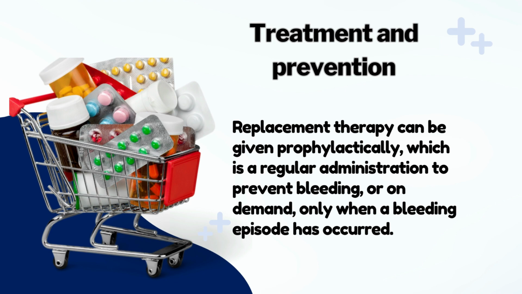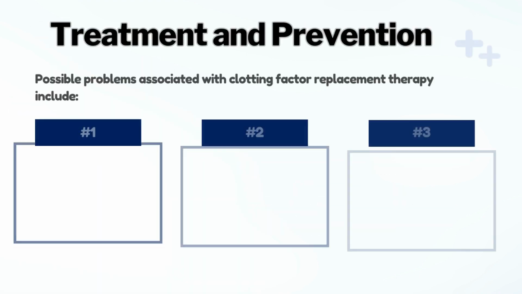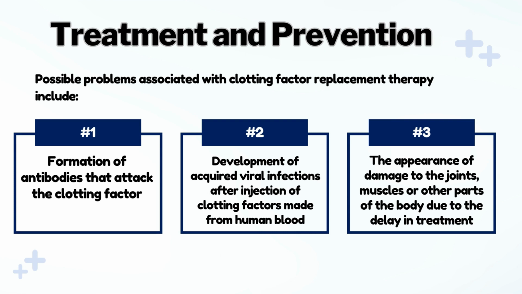Thanks to modern technologies, the risk of contracting an infection through the infusion of clotting factors is very low. Clotting factors can also be produced in a laboratory rather than taken from human blood; these are then called recombinant clotting factors. Replacement therapy can be given prophylactically, which is a regular administration to prevent bleeding, or on demand, only when a bleeding episode has occurred. Possible problems associated with clotting factor replacement therapy include: 1. Formation of antibodies that attack the clotting factor, 2. Development of acquired viral infections after injection of clotting factors made from human blood, 3. The appearance of damage to the joints, muscles, or other parts of the body due to the delay in treatment.